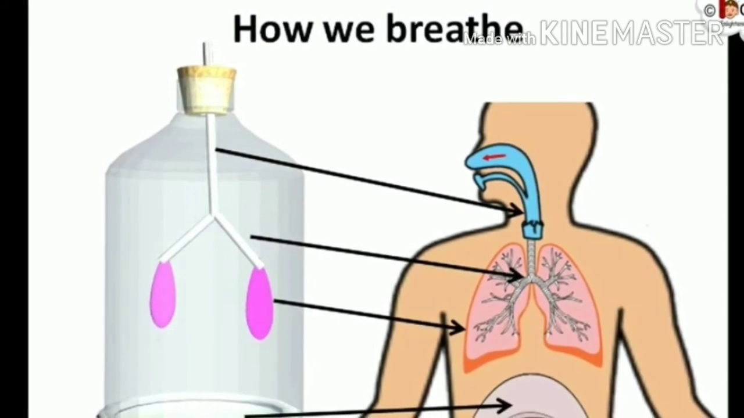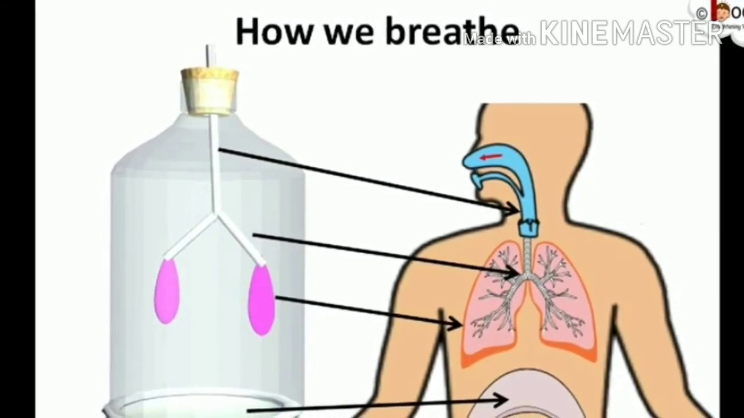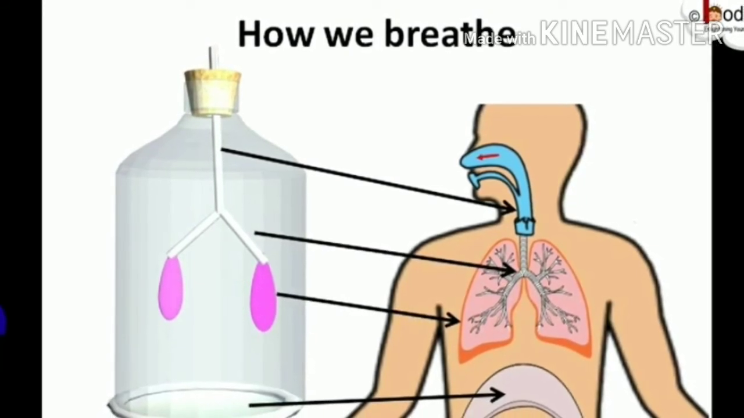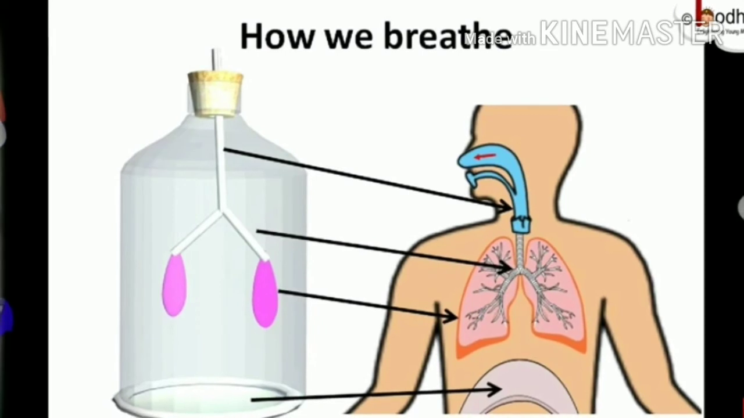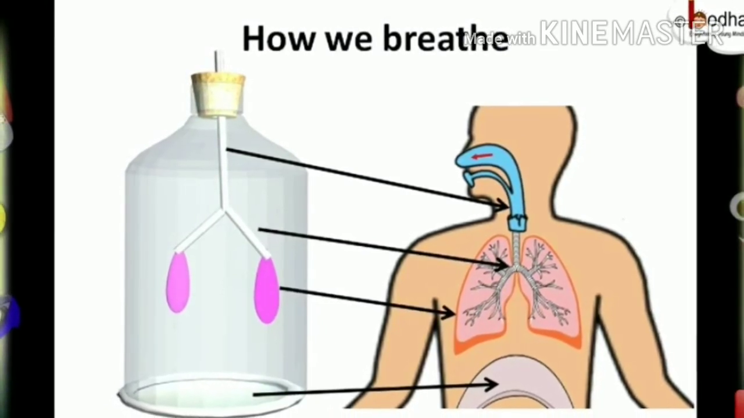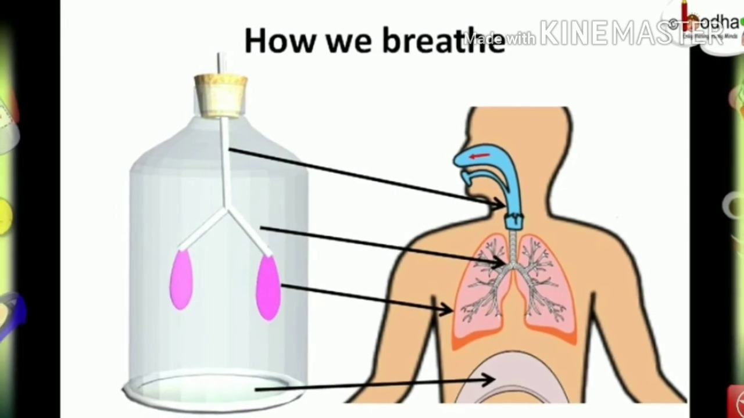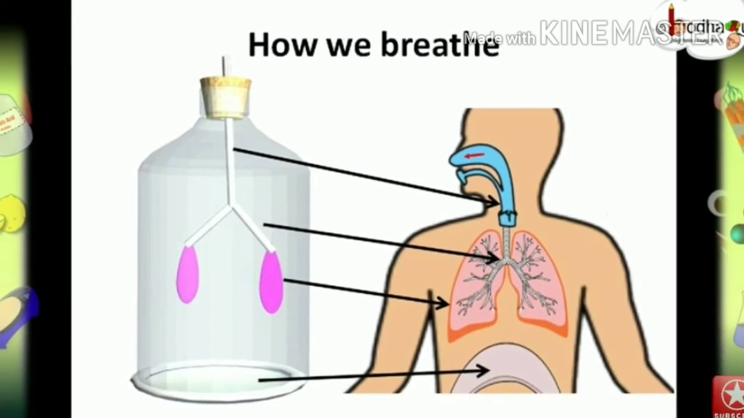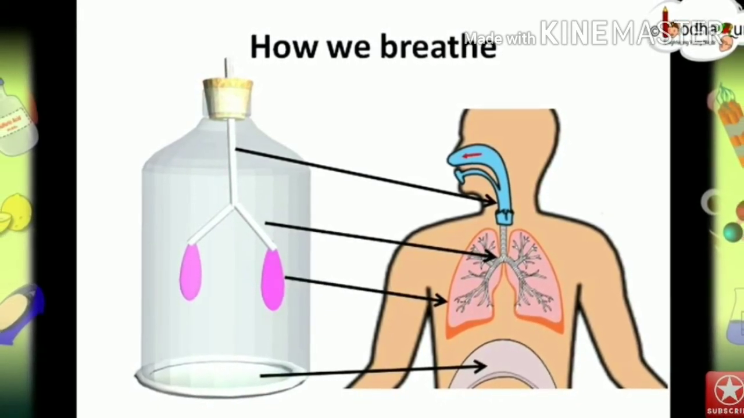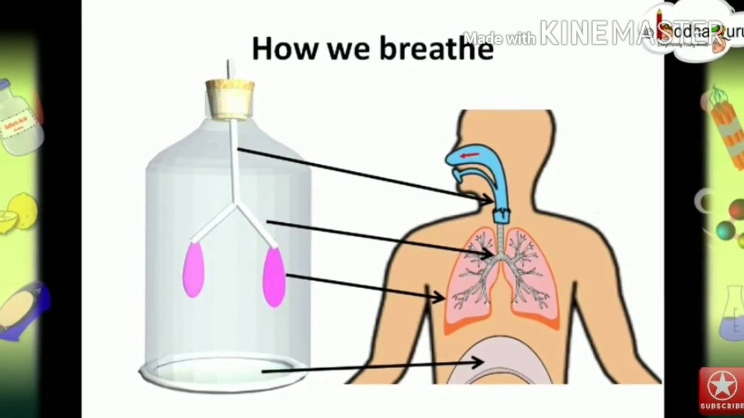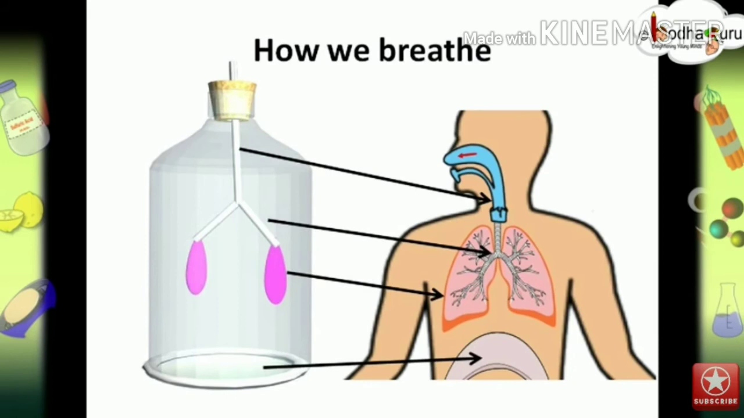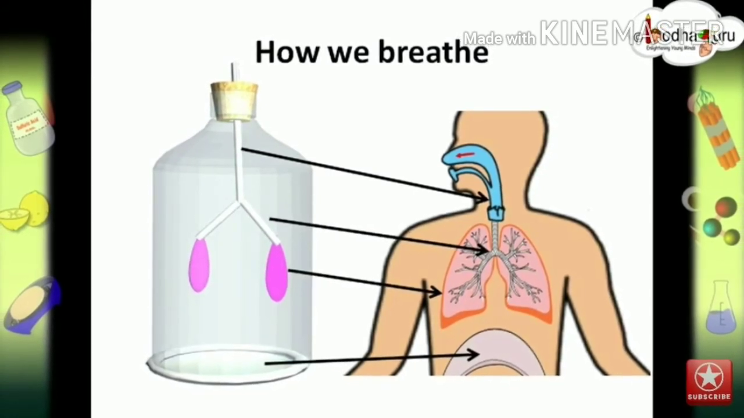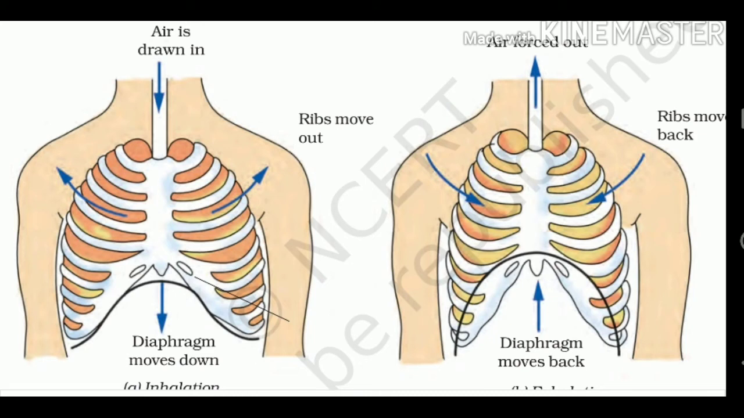The bottle is like a human body. There is an empty space, or cavity, inside the body which is filled with air, called the chest cavity or body cavity. The rubber sheet acts as the diaphragm. The Y-shaped tube is the trachea and bronchi, and the balloons are like the lungs which are enclosed in the chest cavity. Now let us see what happens in our body during inhalation and exhalation. You can see in this picture, one is for inhalation and the other is for exhalation.